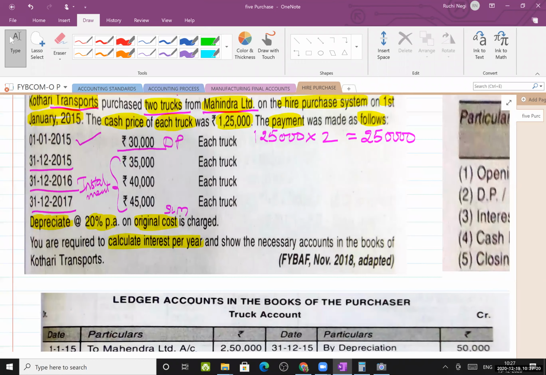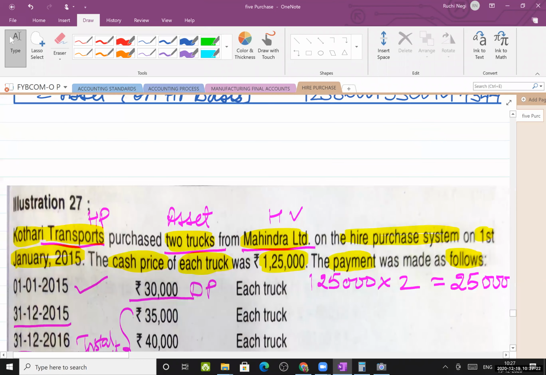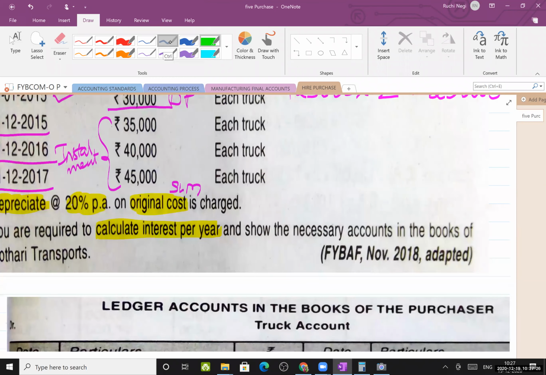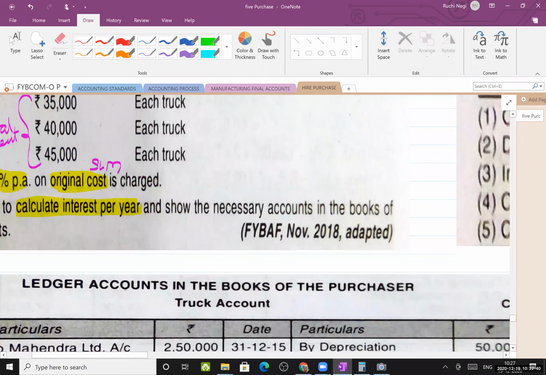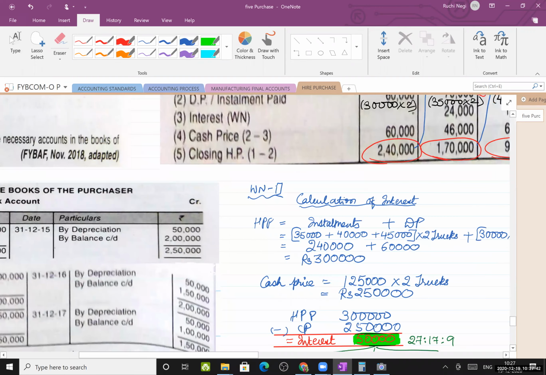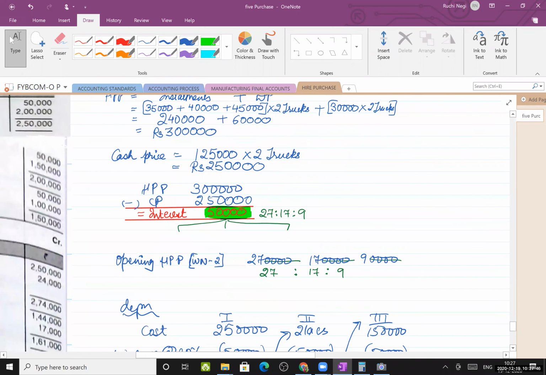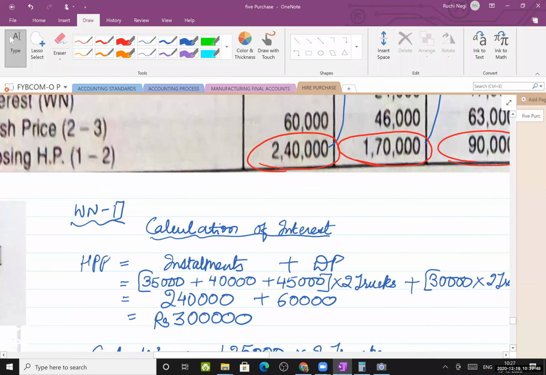Now here the interest rate has to be there. Your interest base has to be 50, dear. How will you calculate that? I'll show it to you.